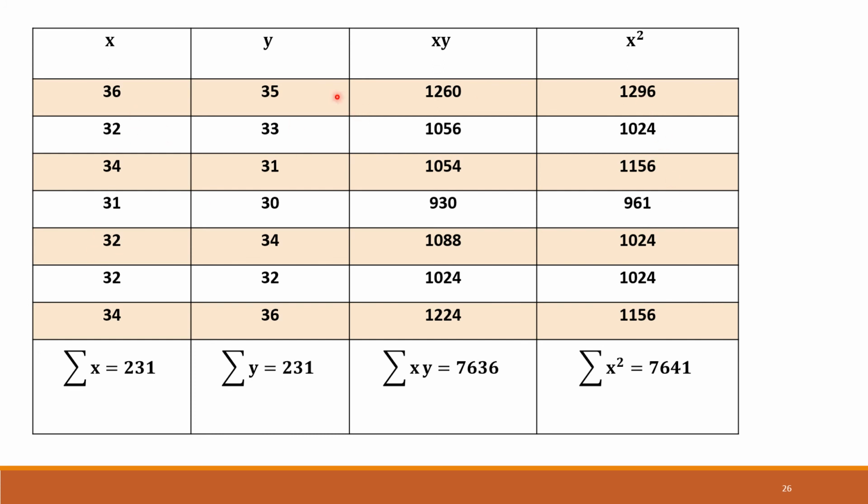So x data are there, y data are there. We are calculating the xy column by multiplying these two, x into y, and then squaring the x terms and calculating the summation of all these columns. So we get summation x to be 231, summation y is also 231, summation xy is 7636 and summation x square is 7641.